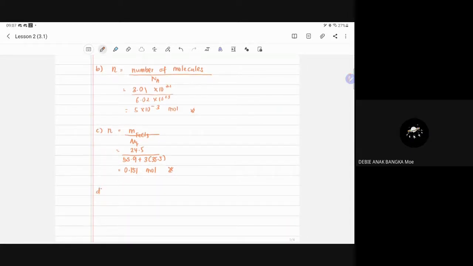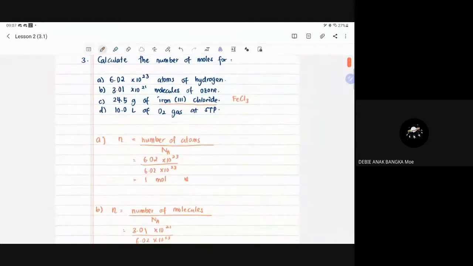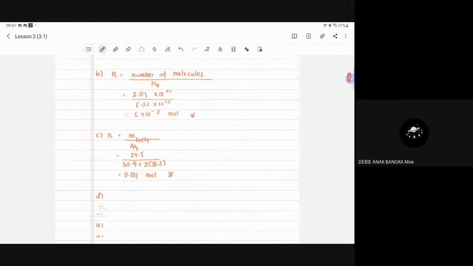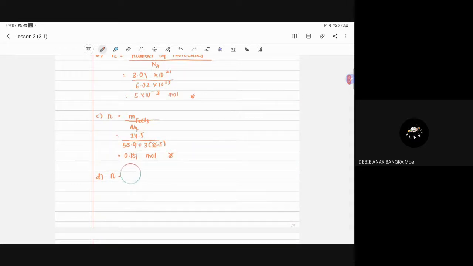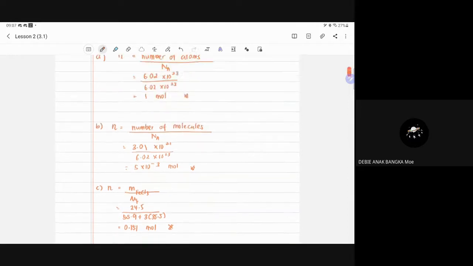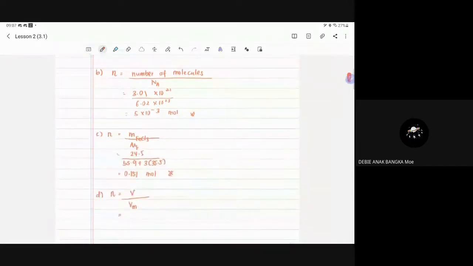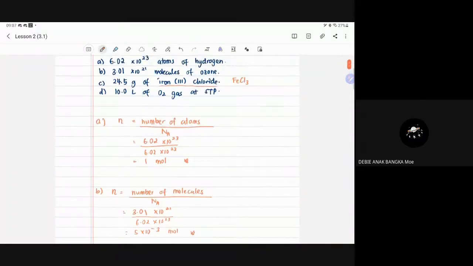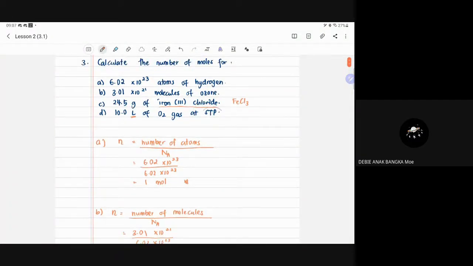Okay, and the last one, the 10 liter of ozone gas at STP. So kita check number of mole. Now, number of mole juga bersamaan dengan volume of gas divide by molar volume. Okay, so dia bagi tahu volume dia 10 liter. Kalau kita tengok dekat sini, unit dia liter tau. Kalau dalam yang STP punya molar volume tu, VM, dia bagi 22.4 decimeter cube per mole. Dan ini juga bersamaan dengan 22.4 liter per mole.